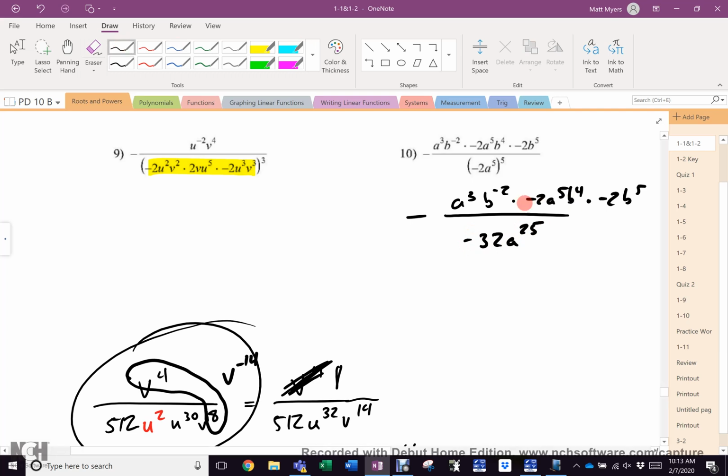So you went up to the top. You had negative 1 times negative 2 times negative 2 is what? What's negative 1 times negative 2 times positive 4, yes? Okay. So you had 4 up top. a3, a5, a8. b negative 2, b4 is positive 2. Plus 5 more is b to the 7th, yes? Over negative 32, a to the 25th. Now what?